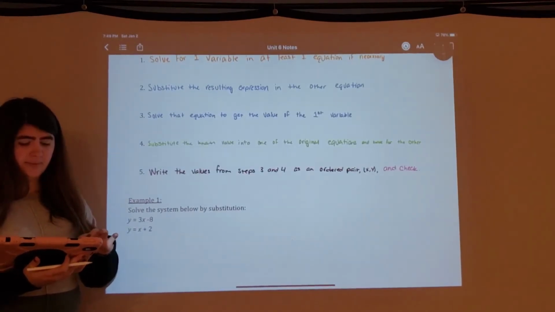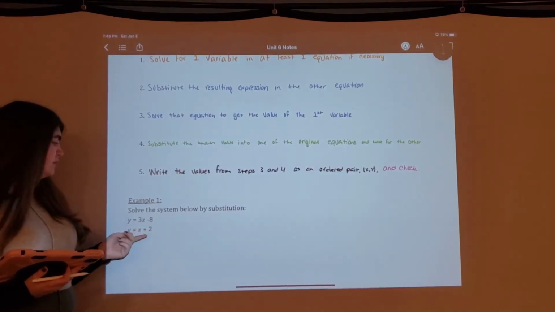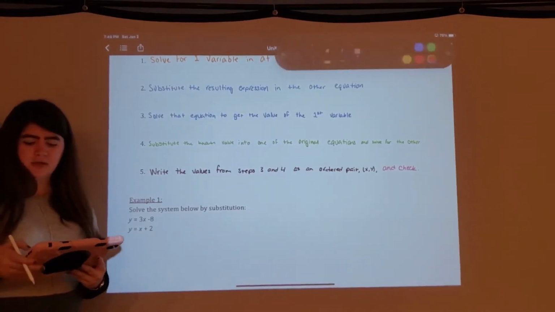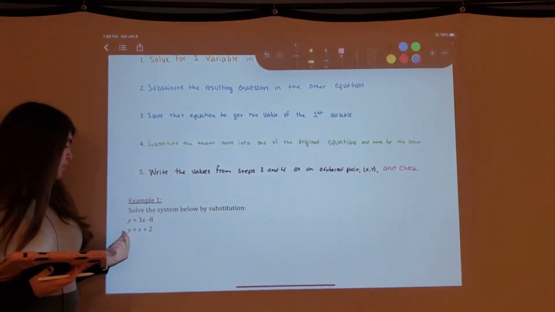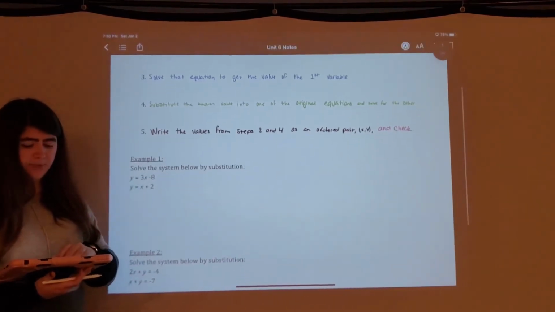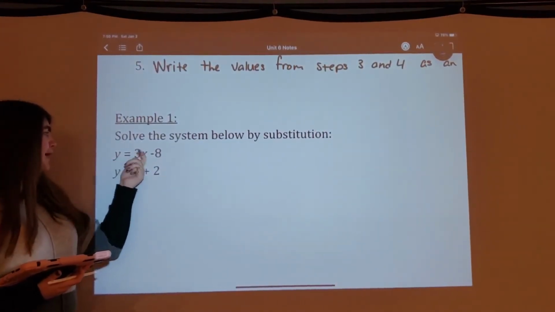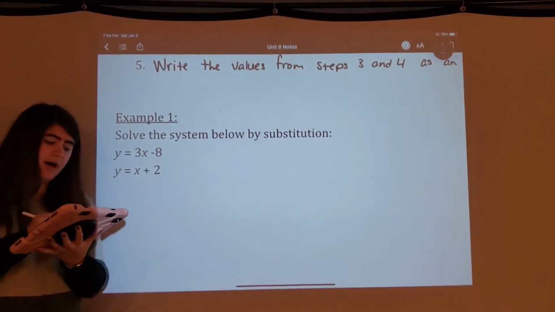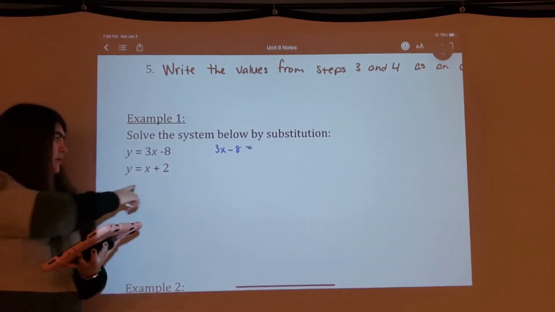So I have example 1 and step 1, solve for one variable in at least one equation if necessary. So I have these equations, y is equal to 3x minus 8 and y is equal to x plus 2. And neither of those needs to be rearranged because we have one variable equal to something else, so we can use that. So we're going to go ahead and move on to substituting one expression in for the other. So in this situation, I'm going to take my y of 3x minus 8 and I'm going to plug it in for the other y. So instead of y, I have 3x minus 8 equals x plus 2.